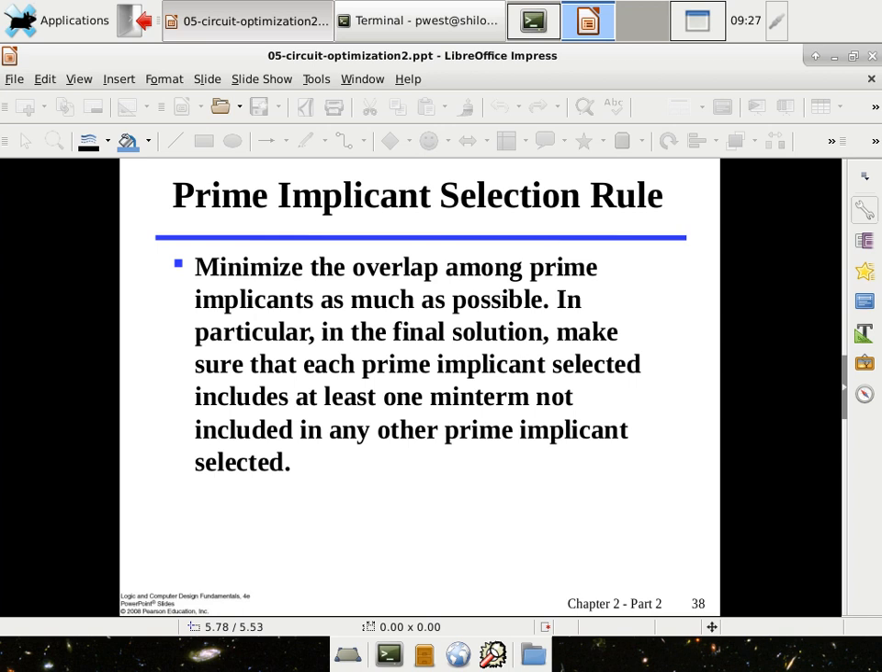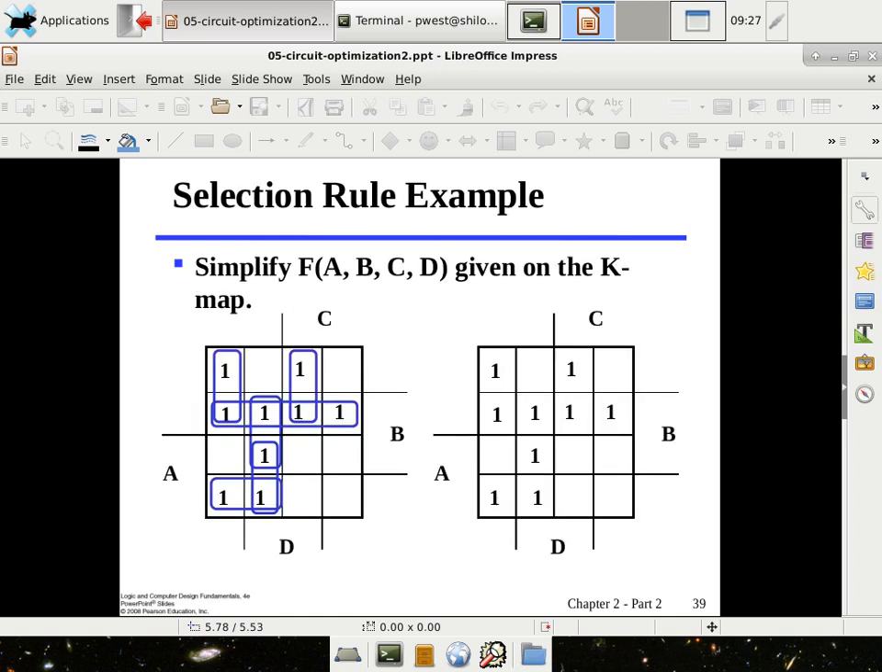All right, now they're going to go through the rules. So prime implicant selection: minimize the overlap among prime implicants as much as possible. Okay, we know that.